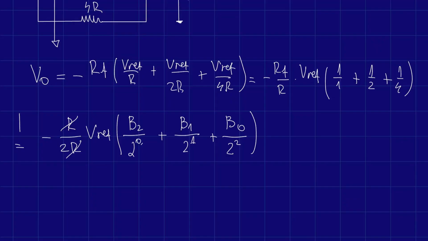And we write it in this way because if we wanted to convert the number 101, we'll keep this part 0, and we wouldn't consider this term. So it's very important to make that distinction. And as a final formula, we have minus Vref divided by 2 multiplied by B2 divided by 2 to the 0.